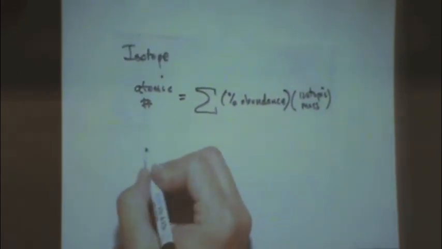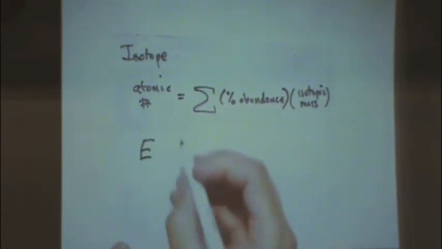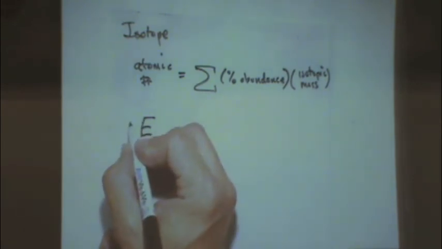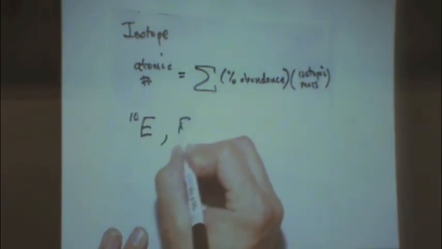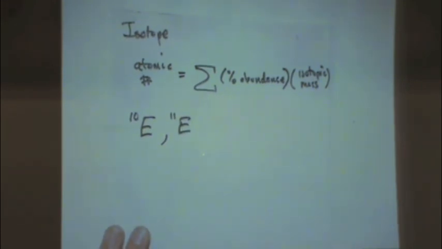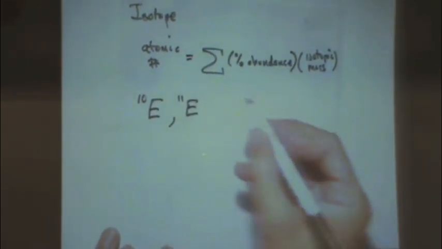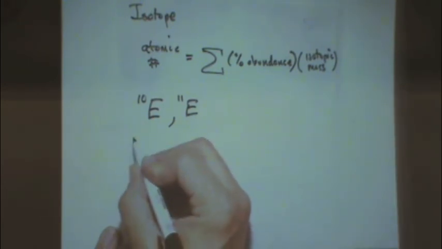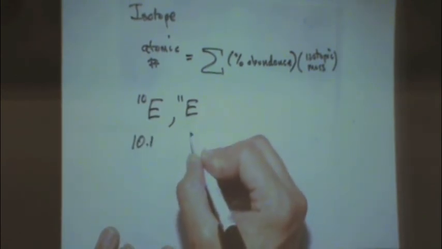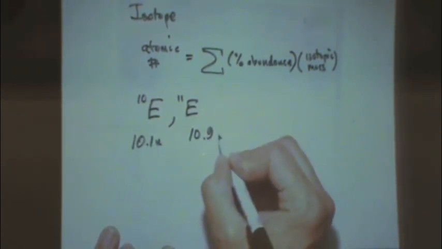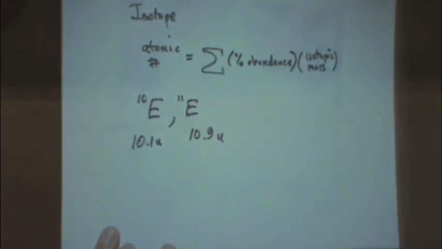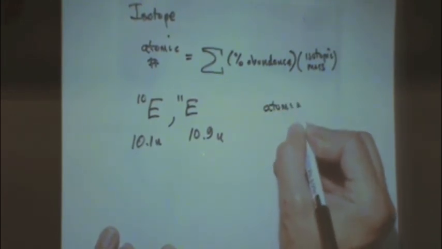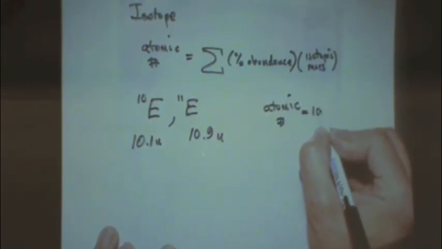Let's say we have mystery element E. That's a good letter. And it has 2 isotopes, isotope 10 and 11, for example. You don't have the percent abundances, but let's say you have the isotopic masses. Let's say this is 10.1, and this is 10.9 U, for example. And we know that the atomic number of this mystery element is 10.5.